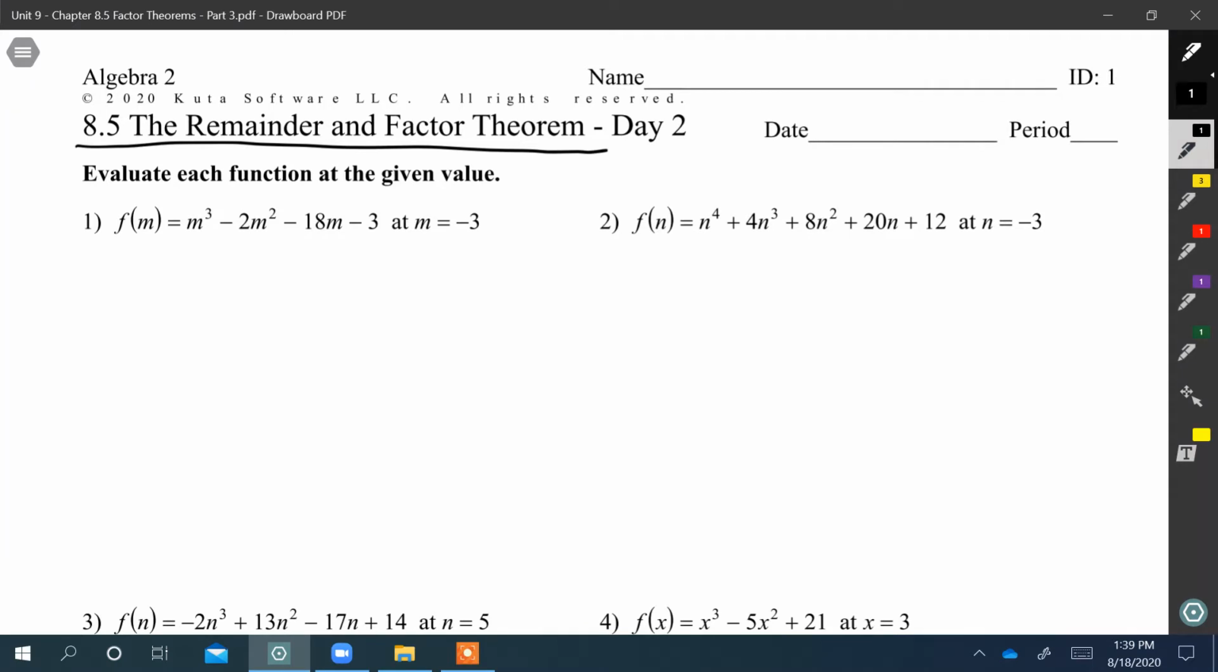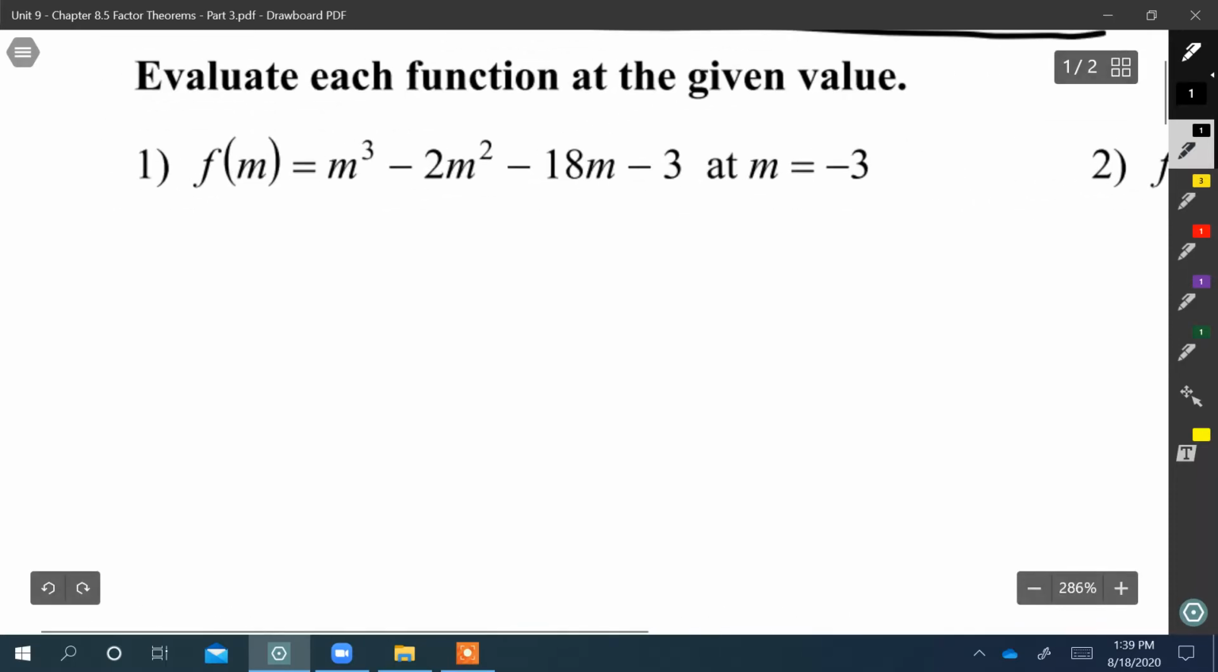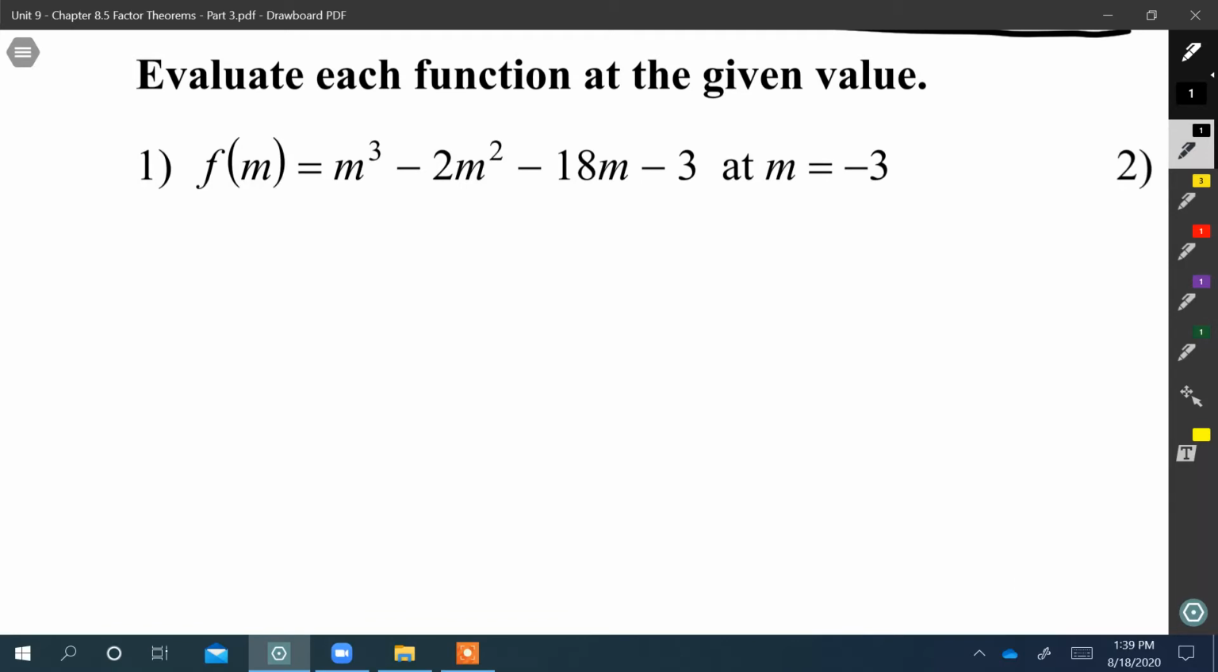I'm going to be working on the odd problems and you're going to be working on the even problems. Okay, so let's go ahead and get started with the first odd problem, number 1. It says evaluate each function at the given value. One way we can do this is by plugging in -3.